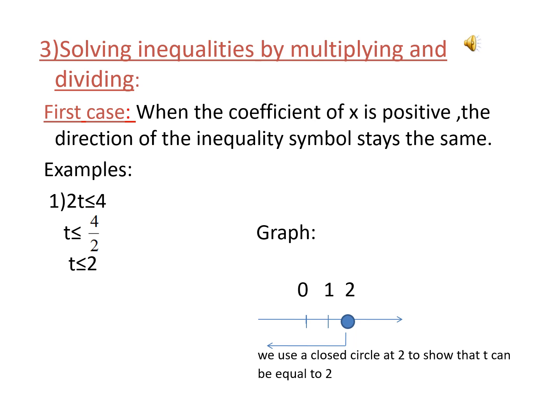To graph the solution, we draw the number line 0, 1, 2. We start with a closed circle at 2 to show that t can be equal to 2, then we draw an arrow going to the left to represent all real numbers that are less than or equal to 2.